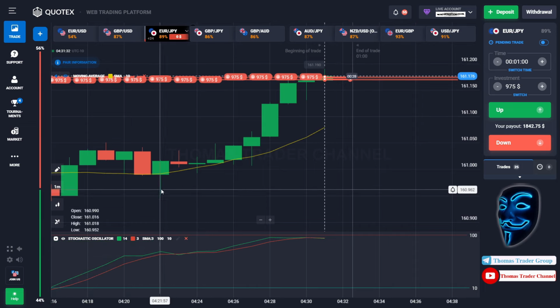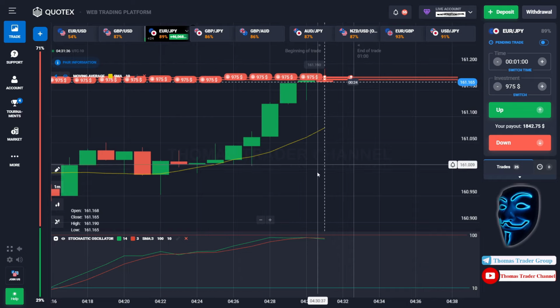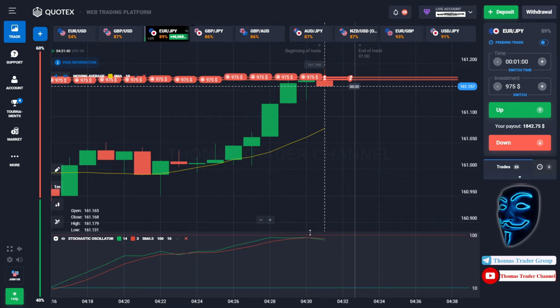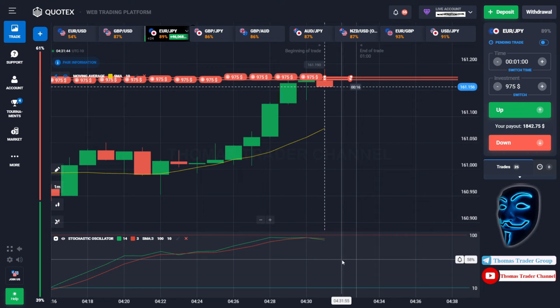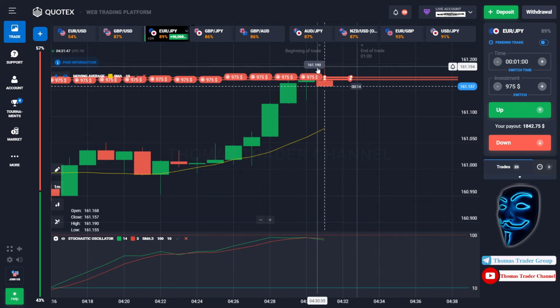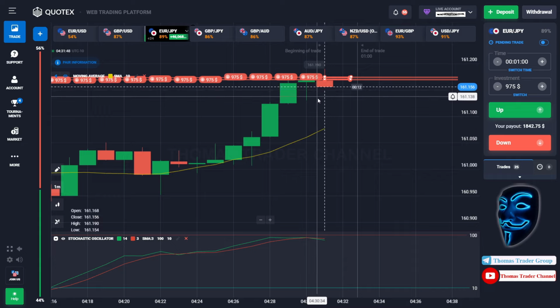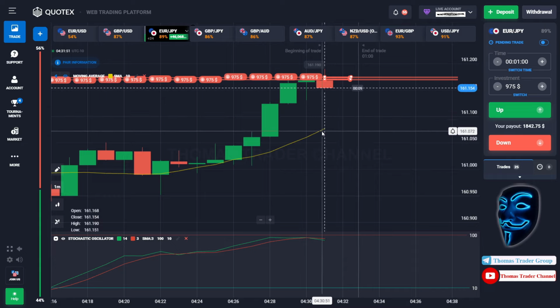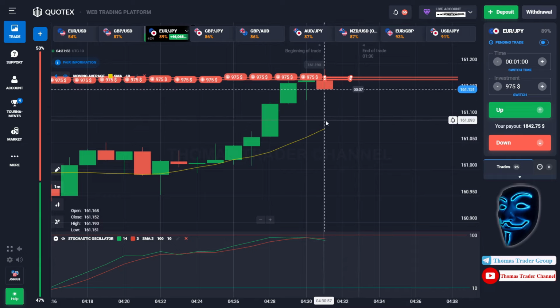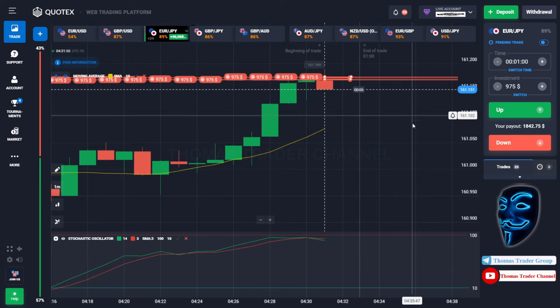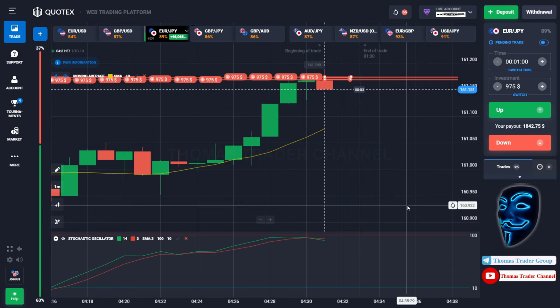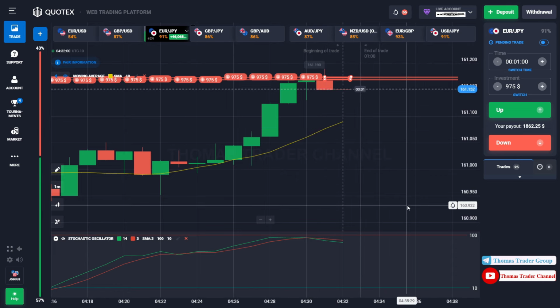As you can see, the market is going bullish, but the market has already touched the overbought area. When the market has the overbought area, the market will make a rebound and the market will make a correction to the moving average line before it continue the bullish trend. Let's prove it and let's wait till the end of our trade.